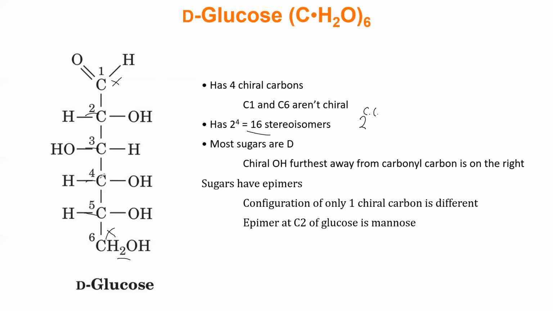Inside the cell, most sugars we deal with are D. The way you tell D versus L in sugars is that you look at the chiral carbon furthest away from the carbonyl. For glucose, that's carbon 5. If the OH is on the right, that's called a D sugar. If the OH is on the left, that's called an L sugar. So here we are looking at D-glucose.